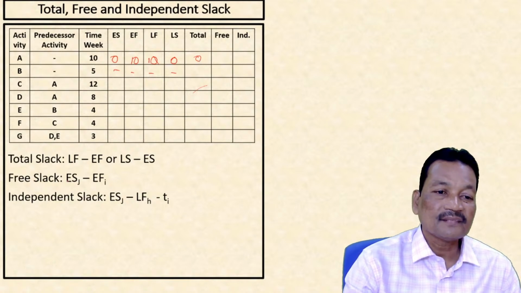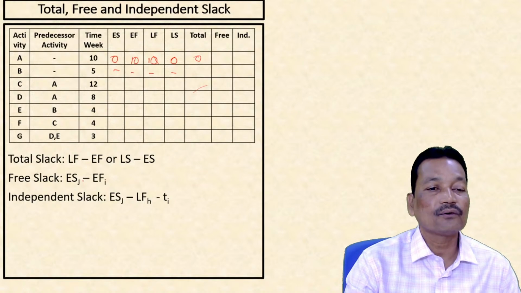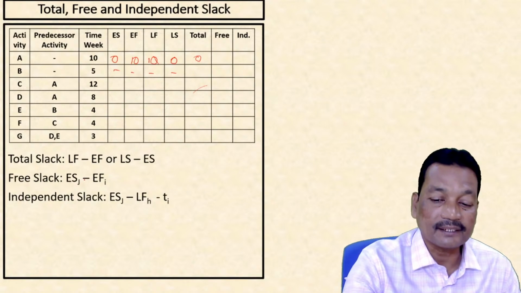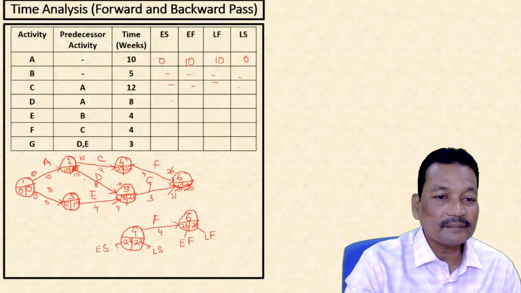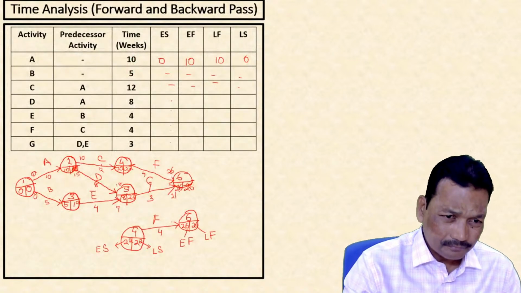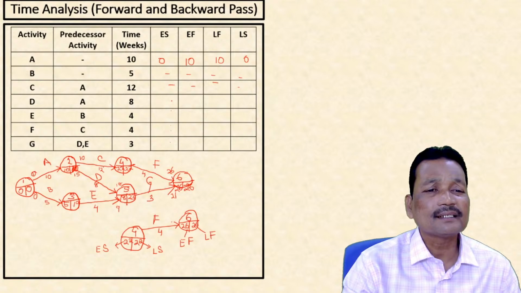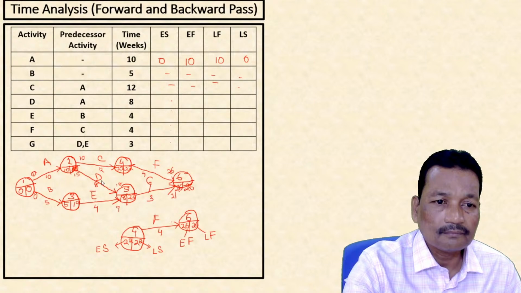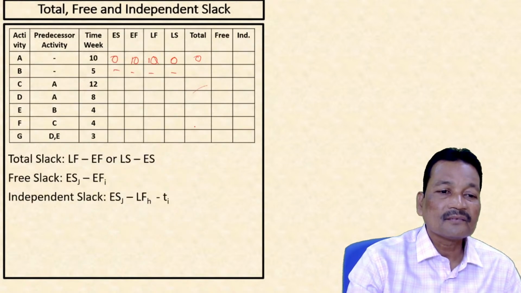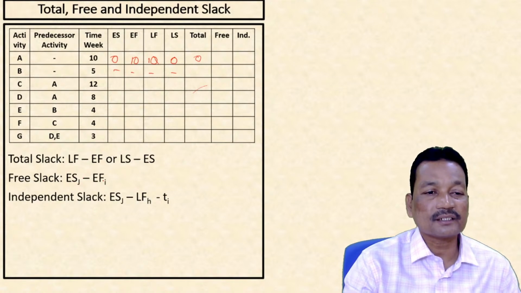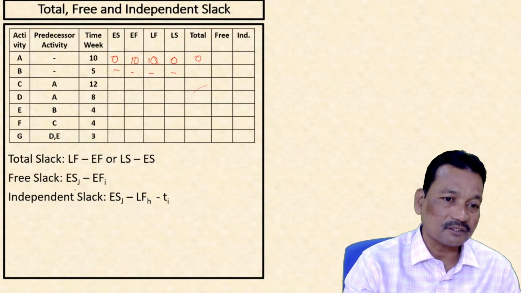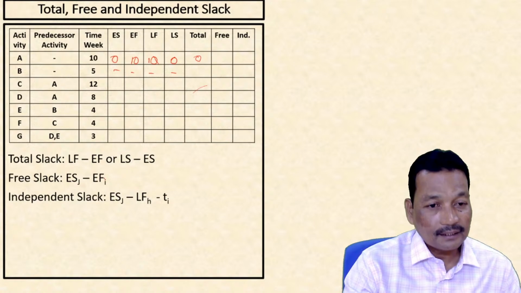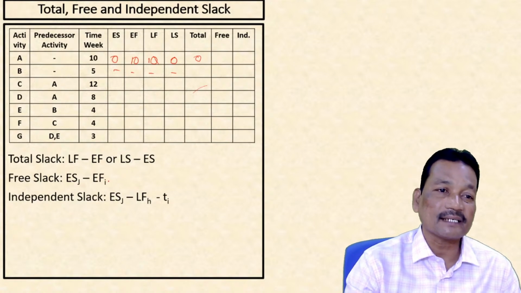Free slack: earliest starting time of J, where J means the next or succeeding activity. Now for activity A, succeeding activities are C as well as D. So there you can take the earliest starting time of the succeeding activity, minus the earliest finishing time of that particular activity A.